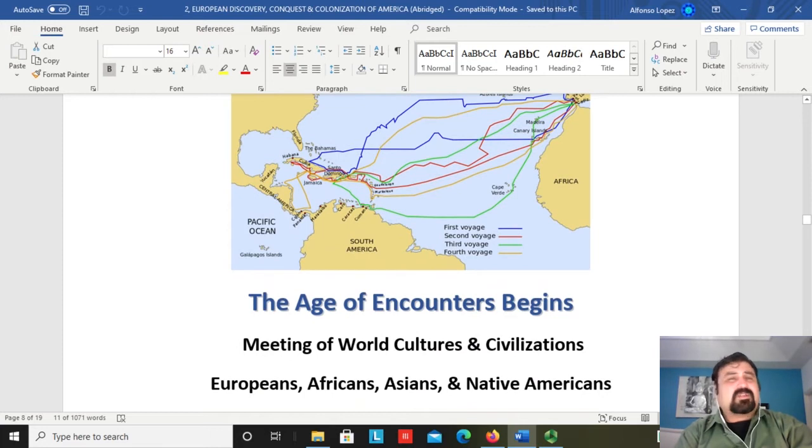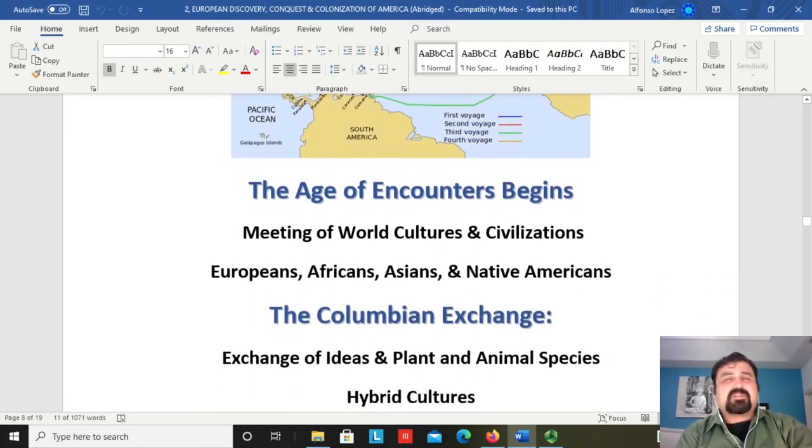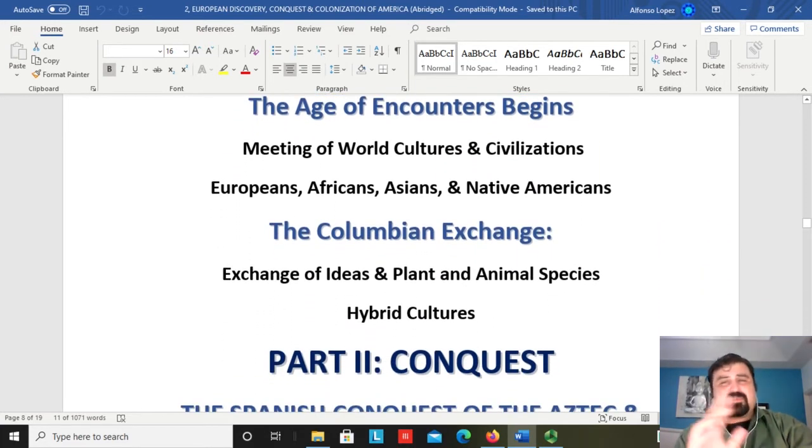So once again, Columbus makes 4 total journeys, 4 voyages. And in those voyages, he's exploring the Caribbean islands, parts of Central America, and parts of South America on the coastline. And in fact, he really wanted to find a passage, some form of canal, a waterway to continue navigating across the Americas and into China in the Far East. He really wanted that.